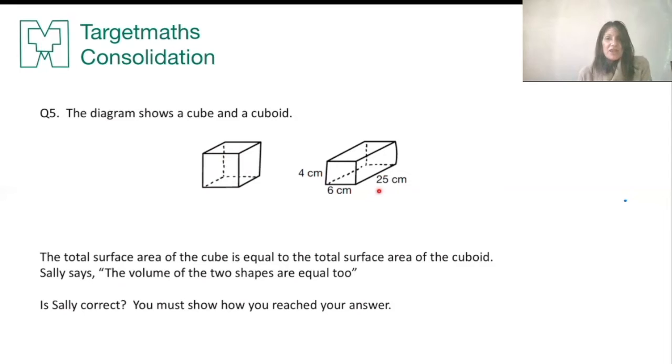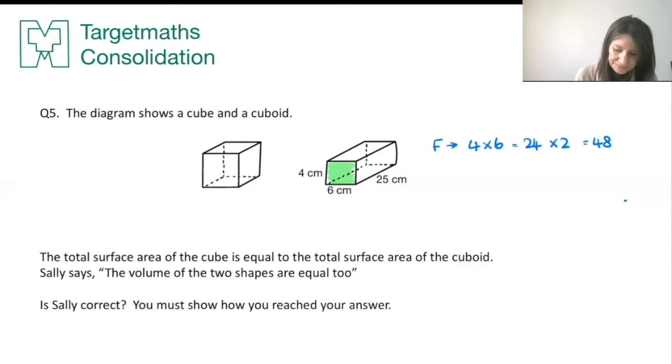And as this is all I've got to go on, this is what I'm going to do to get us started. So the surface area is the thing that links these two because they're equal. So the surface area is actually what I'm going to do first. So let's take a look at this. The surface area of the front of this shape is going to be 4 times 6, which is 24. But then I'm going to double that because obviously the back is identical to the front. So that will give me a total of 48 for that one.